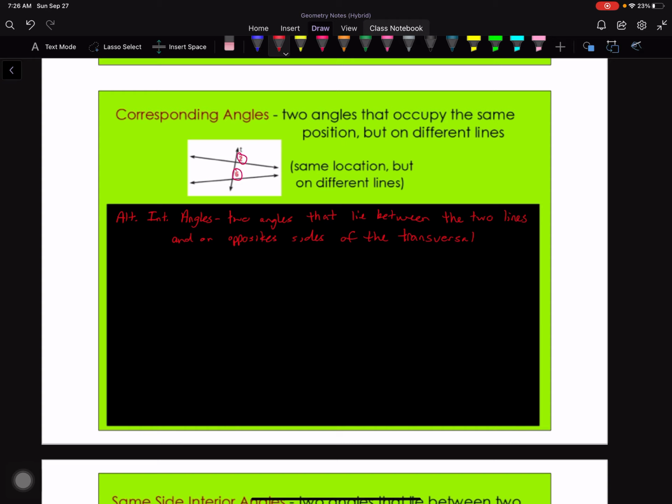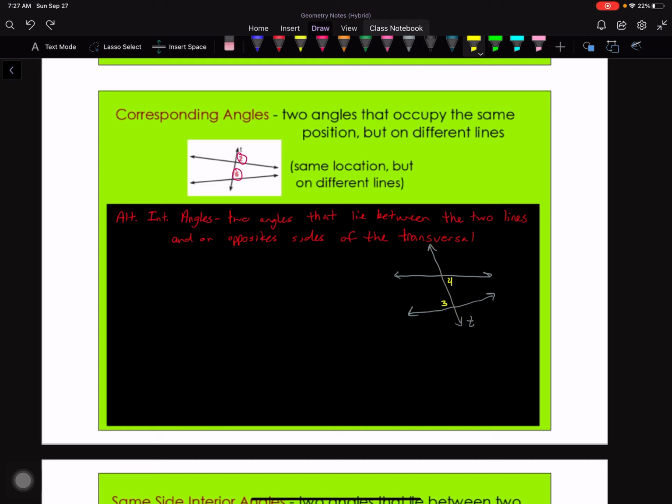All right, so here's my best example for you. So here are my two lines. Here's one. Here's the other. Here's my transversal T. Let's just call it T for transversal. So we could say that angle 3 and 4 are alternate interior because they're both on the inside of this diagram here, and they are on opposite sides of our transversal here. So therefore, they're alternate interior angles.